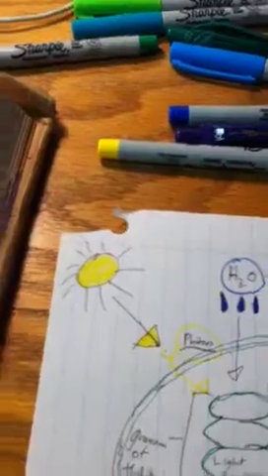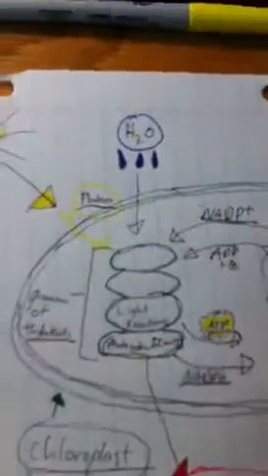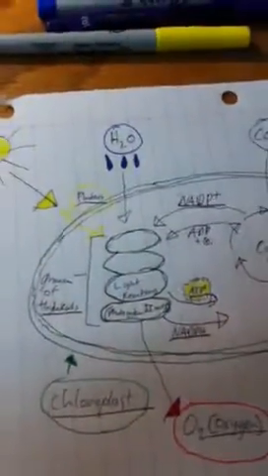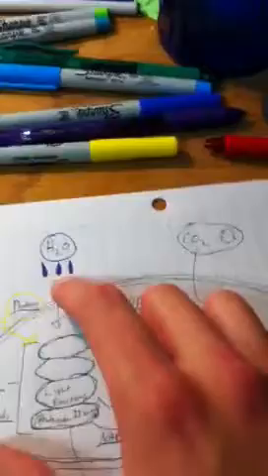So it all starts out with the sun, with a little yellow color there, and it shoots down photons, the cool little particle right there. Now the photon goes into the granum of thylakoids, I think I'm saying that right. And these are like the true photosynthesis factories of a chloroplast. And so you have the photons, and then you have the water coming in, and inside of all of this you have these things called light reactions.